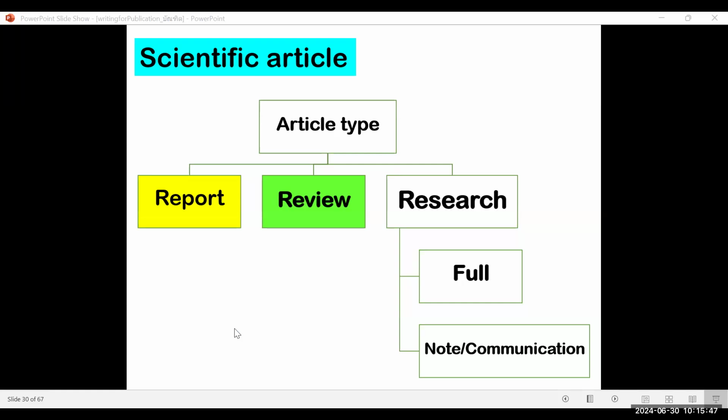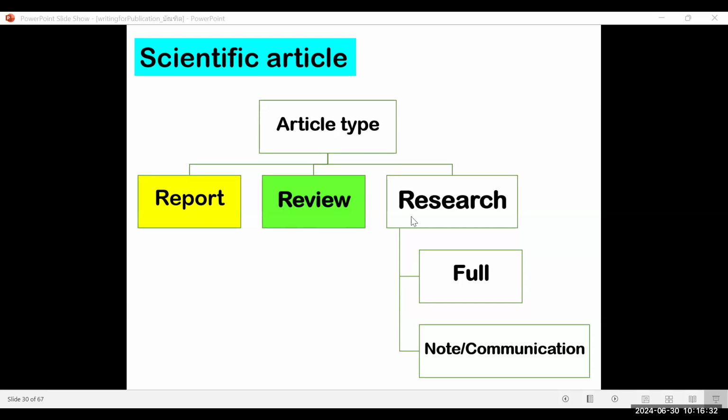In terms of a proposal that we prepare to be approved for financial support, we are going to present our research result in the format of a report, in the yellow box here. Report what you have done, right? A report is one type of scientific article. Together with the report, you may work on a scientific review. And the most important one for today is research articles.